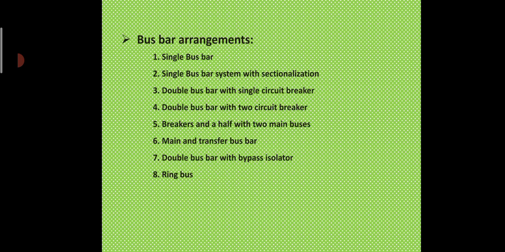Now, bus bar arrangements. Here, the types of bus bar arrangements are single bus bar system, single bus bar with sectionalization, double bus bar with single circuit breaker, double bus bar with two circuit breakers, one and a half breaker with two main buses, main and transfer bus bar, double bus bar with bypass isolator, and a ring bus.